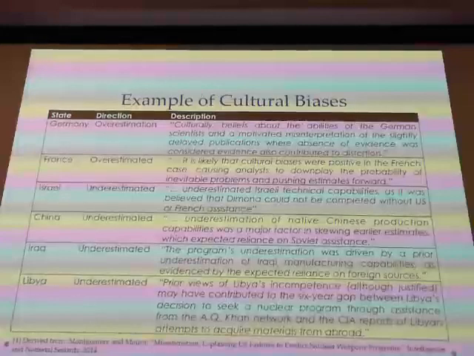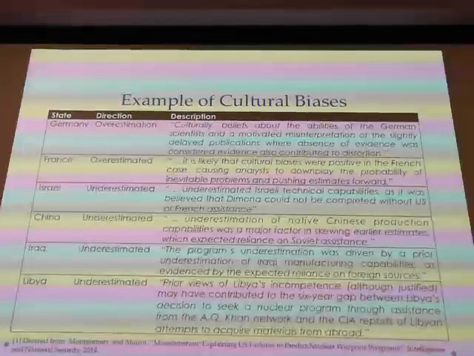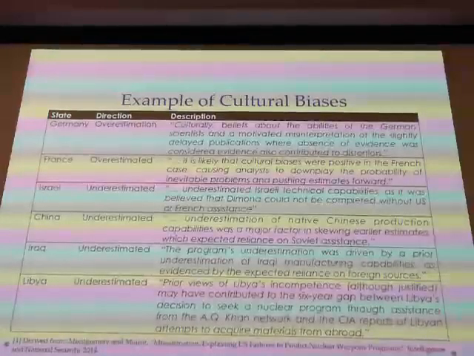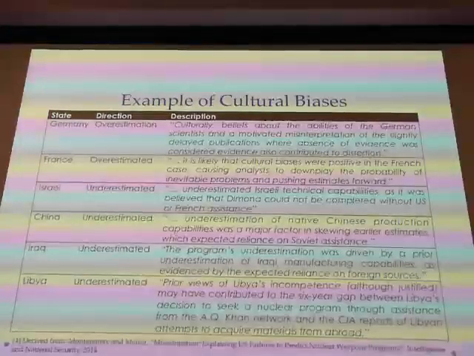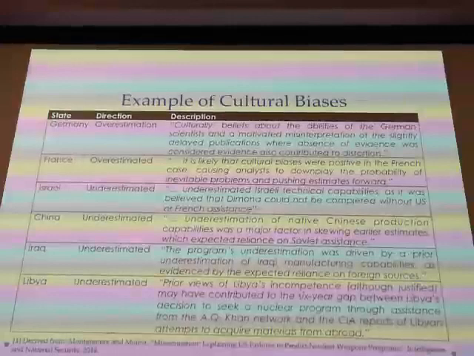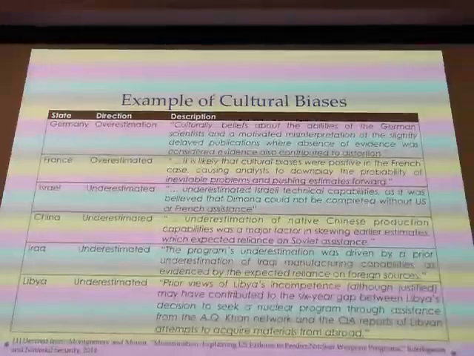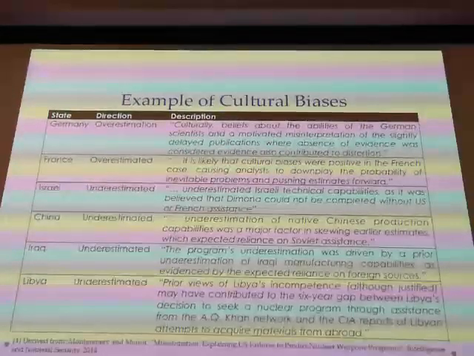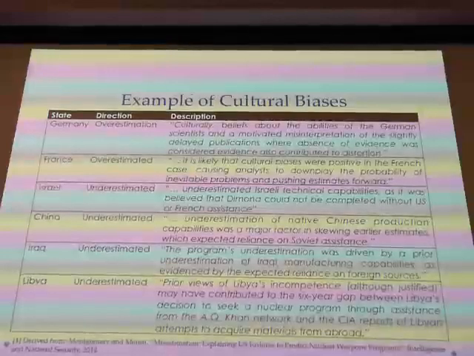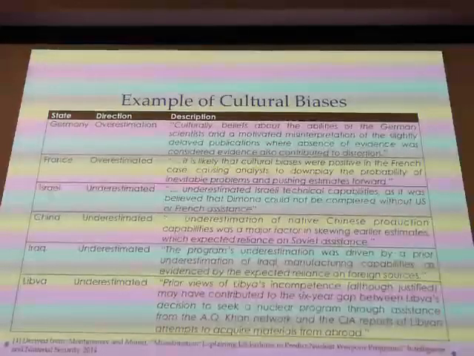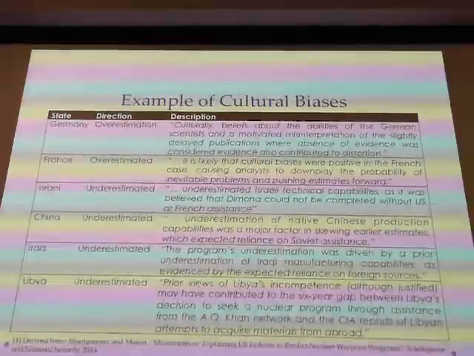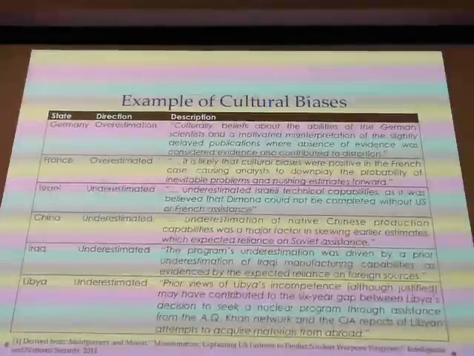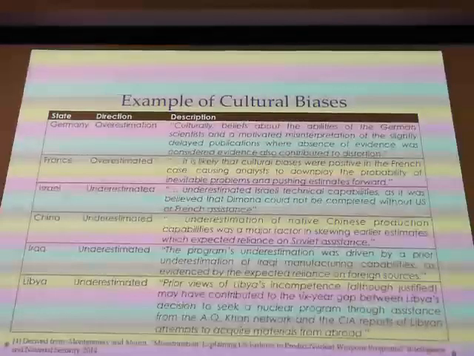One particularly interesting one to look at is these examples of cultural biases. And here we look at a few different examples and whether or not their capabilities were overestimated or underestimated. You might be tempted to say that Germany and France's capabilities were overestimated because we have some inherent faith in their scientific capabilities, while other countries were underestimated. Some might interpret this as being racially biased.